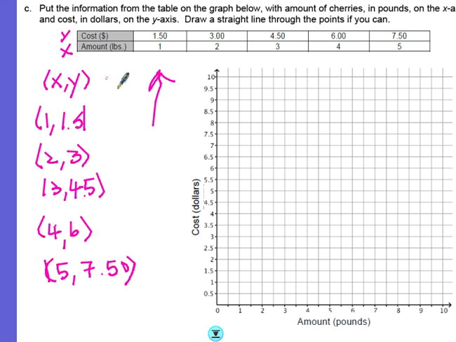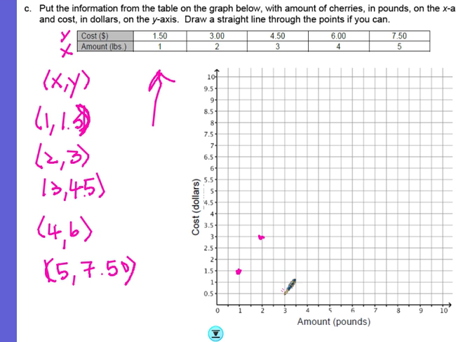So let's graph it. First point, 1, 1.5. Sorry, that's parentheses. So we're going to start with the x value. When x is 1, the y value goes up to 1.5. So let's put a dot there. Then the next point is 2, 3. So we're starting at x 2, horizontal line, and go all the way up to 3.